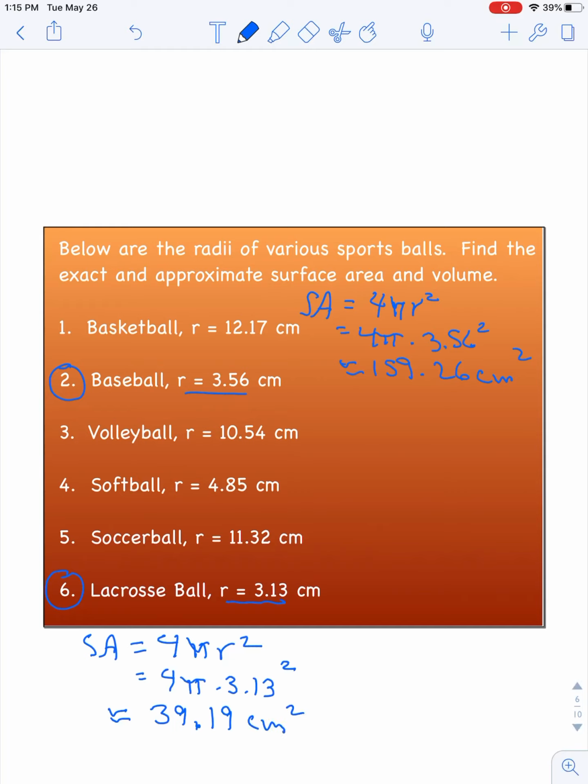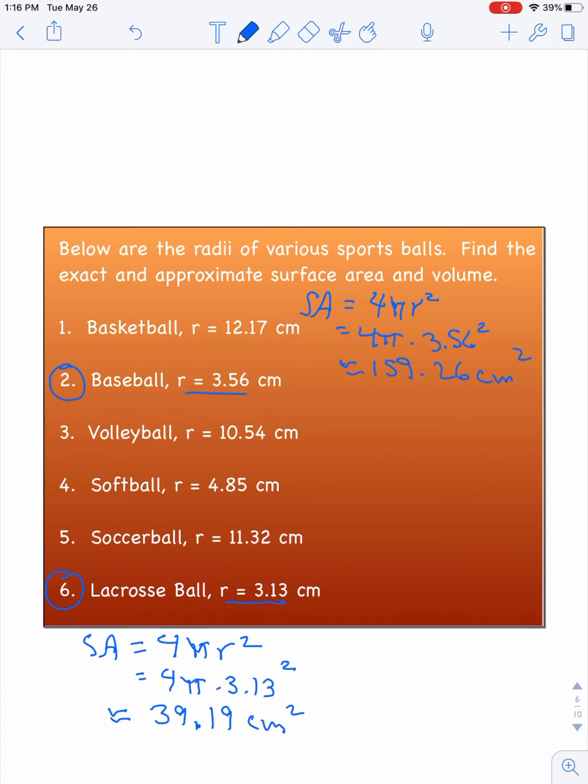So even though the radius of both of those, the baseball and lacrosse ball, are 3 point something inches, the surface area is definitely a lot different. And so start to take notice of how that changes.